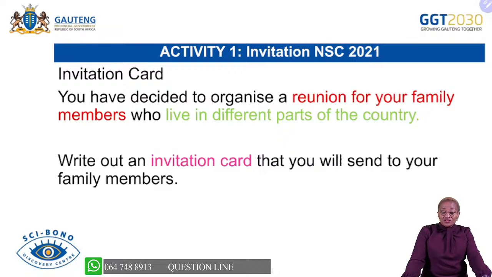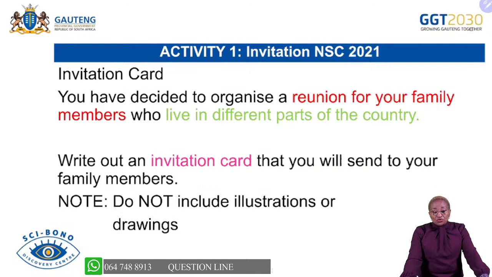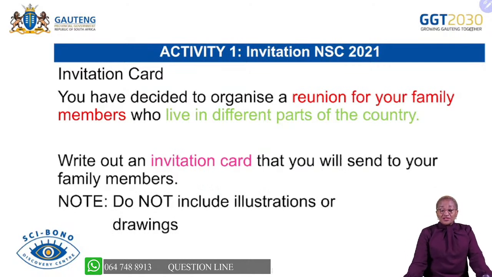So the instruction says you've got to write out an invitation card that you will send to your family members. I would love to believe that we all have a clear understanding of what is required of us, the purpose of the invite, and the audience thereof. In this case, the purpose is the reunion for family members. Note, you don't have to include illustrations or drawings. That is very, very important.